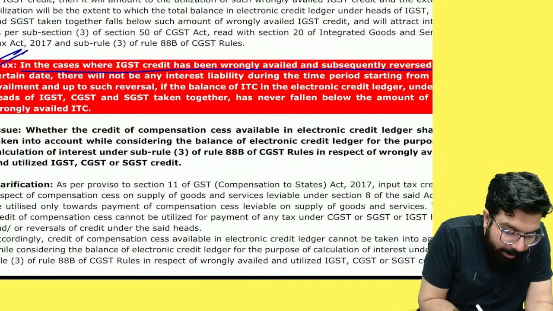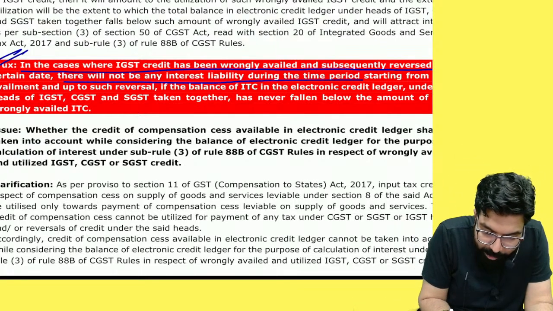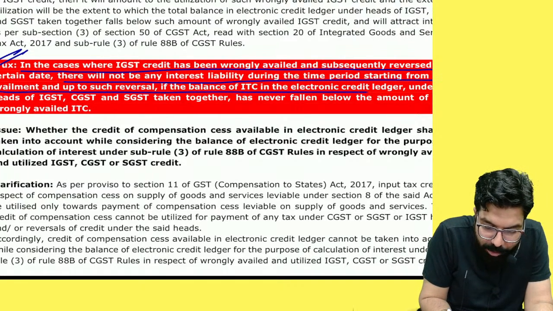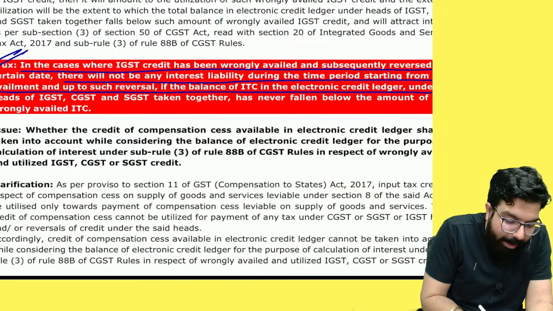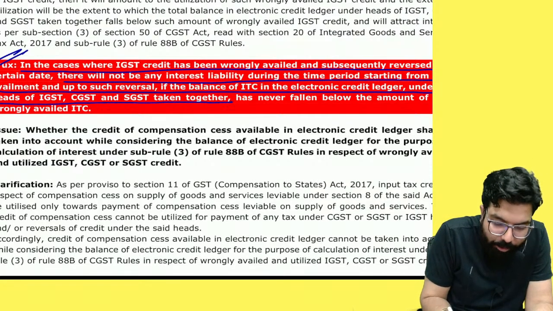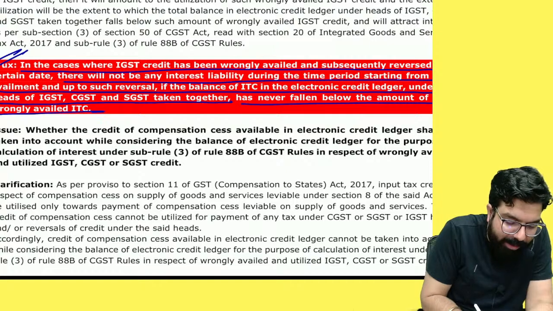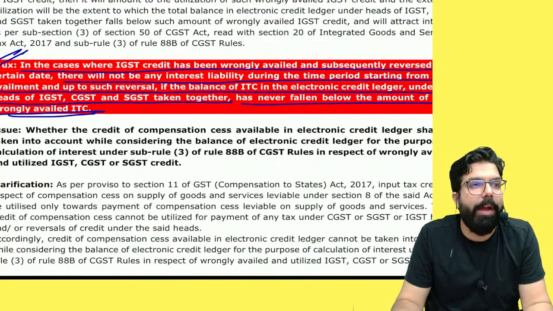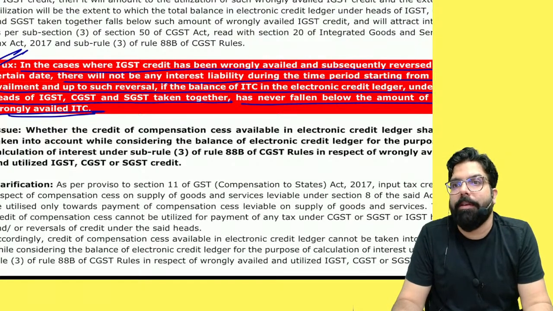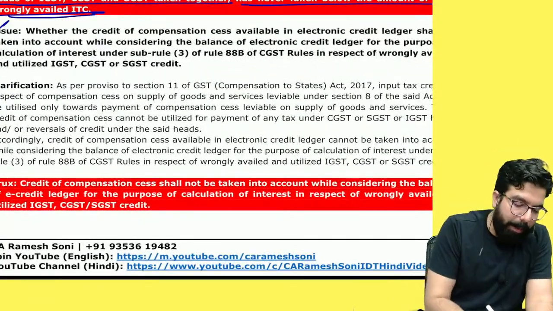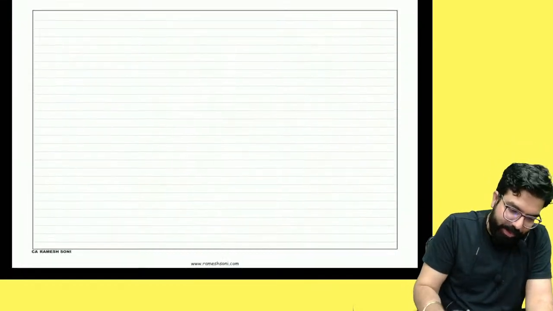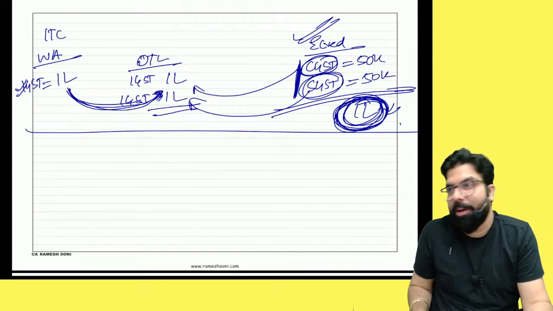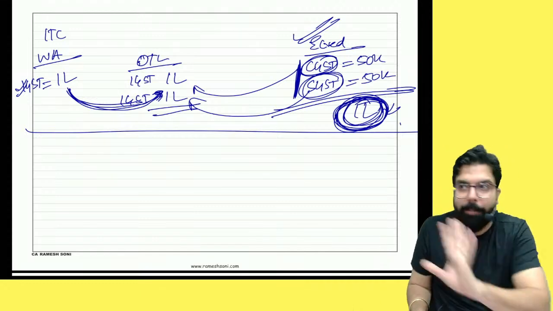It says, there will not be any interest during the time period starting from such availment up to the date of reversal if balance of ITC in the e-credit ledger under the head IGST, CGST taken together never fell below the amount of such wrongly availed ITC. Are we clear, everyone? Can I go ahead? People, is this point clear? Next. People, you know what happened? Actually, at intermediate level, this point should not have been given in your circular only, but they have given it, so I am telling you.